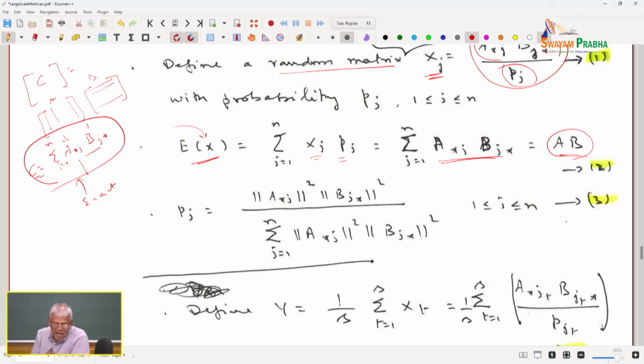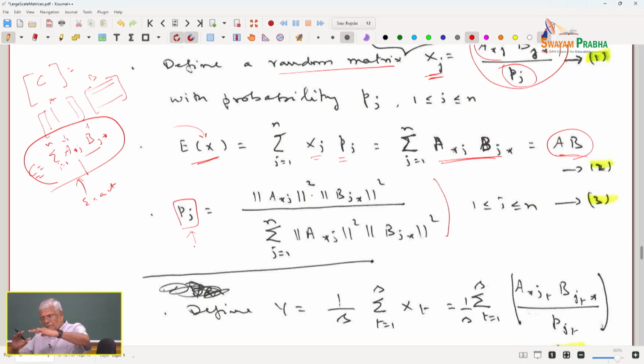Now, what is the probability Pj? Pj is going to be defined by, now look at that, the columns of A may not be the same, the rows of B need not have the same energy. So, I am going to consider together the energy in the columns of A and the rows of B. So, what is the numerator? The numerator is the product of the energy in the jth column of A times the energy in the jth row of B. The denominator is the sum of this product over all j, running from 1 to n. So, this probability adds up to 1, and is greater than 0. So, this is a well defined sampling probability.